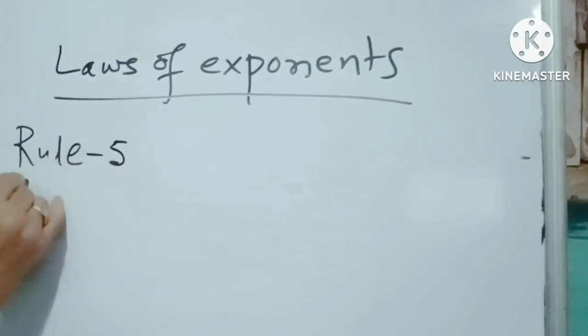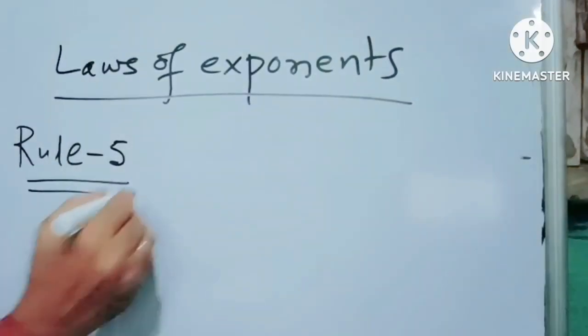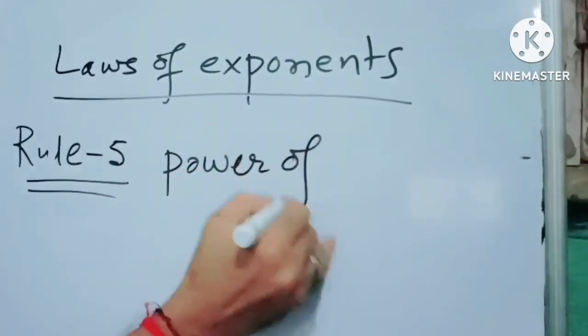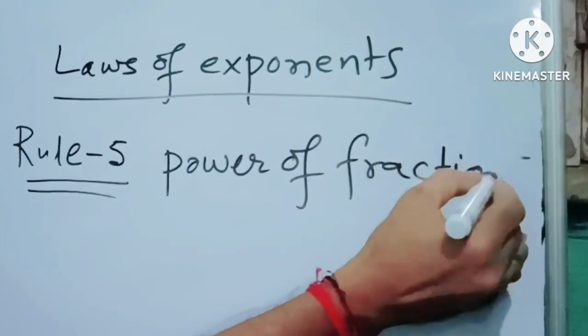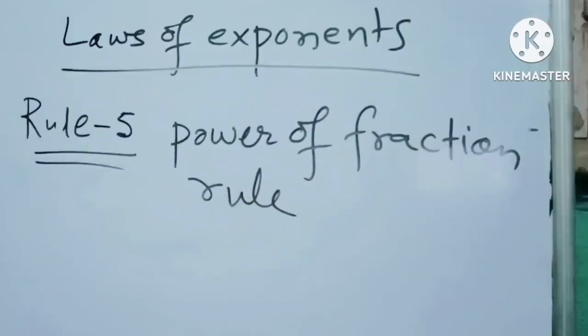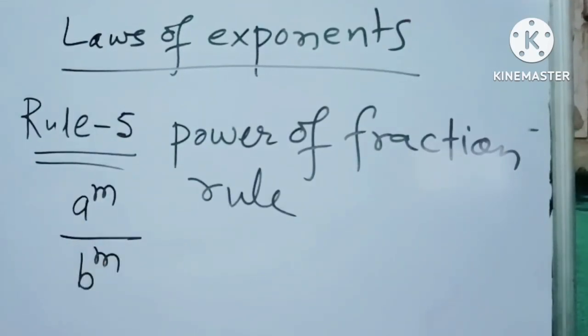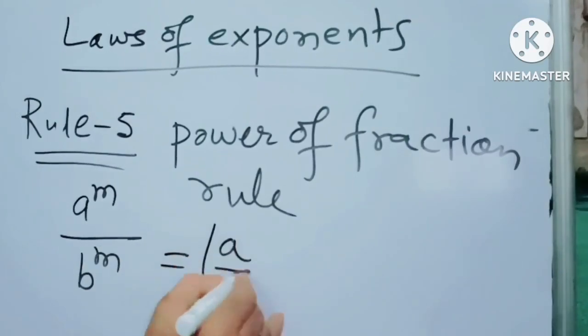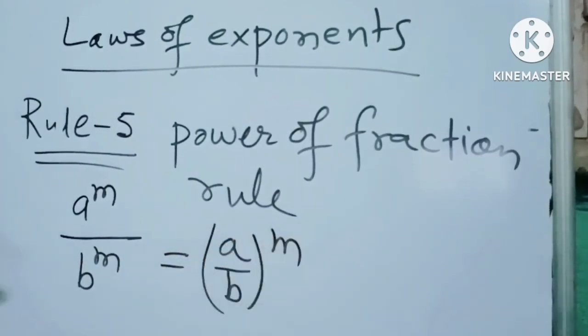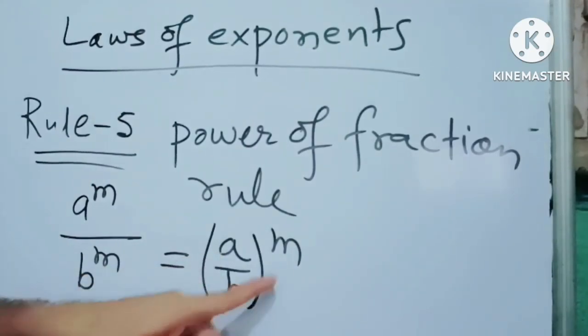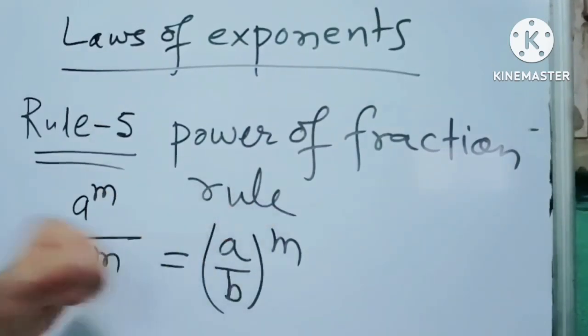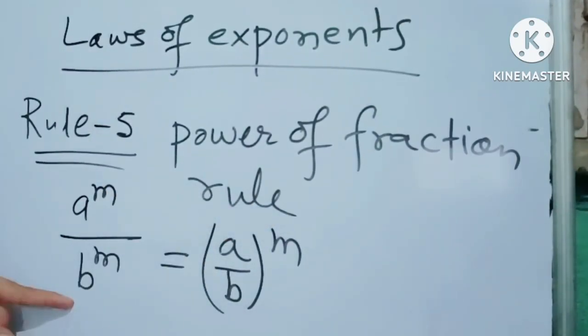Rule 5, power of fraction rule. In this rule we can write a to the power m by b to the power m equal to a by b whole to the power m. This is the power of fractional rule because it is in the form of a fraction. Numerator and denominator are given there. That is the fraction rule.